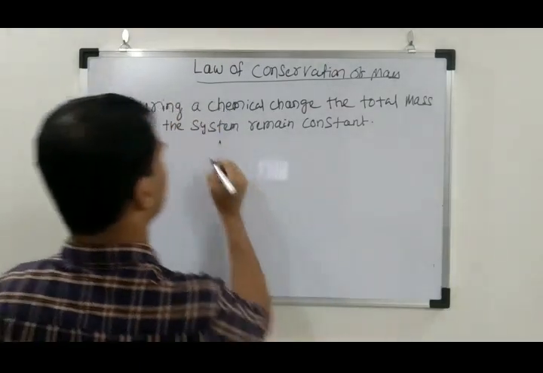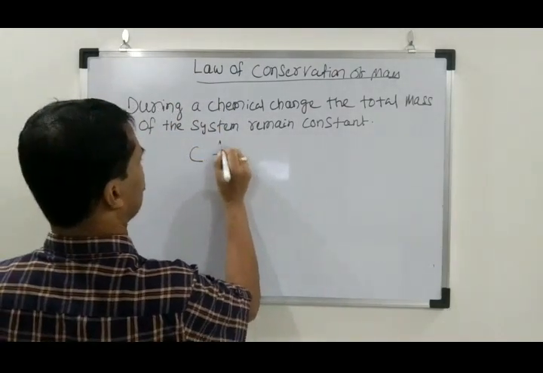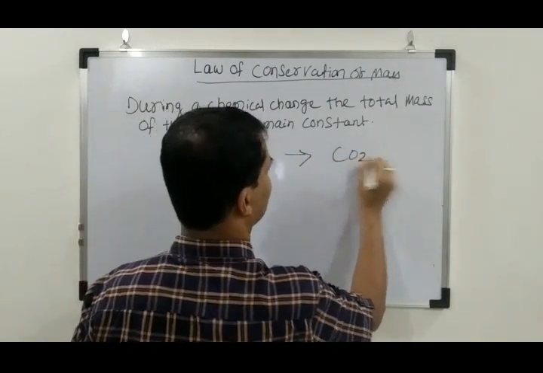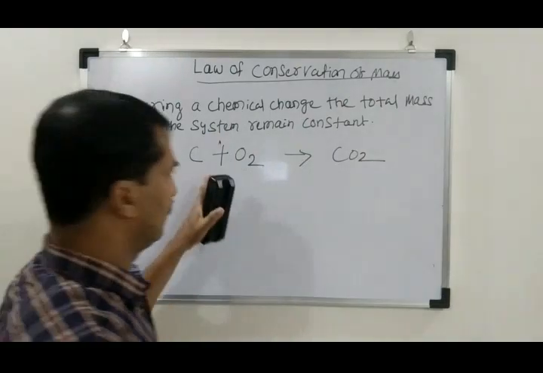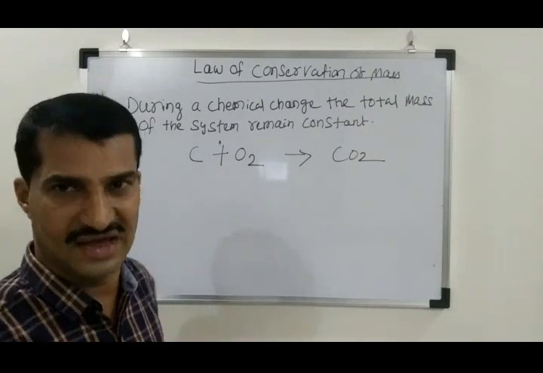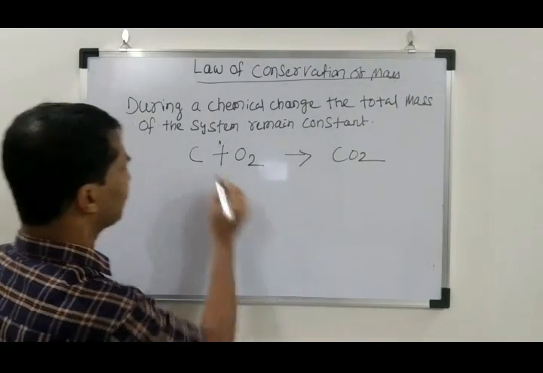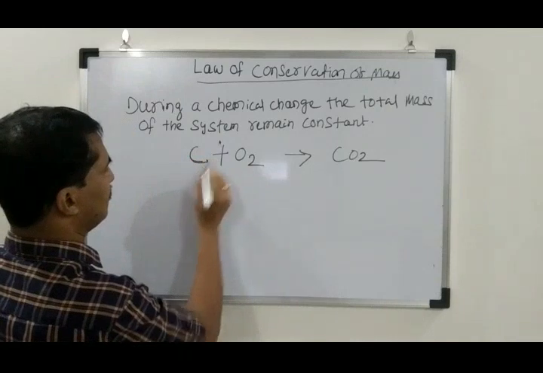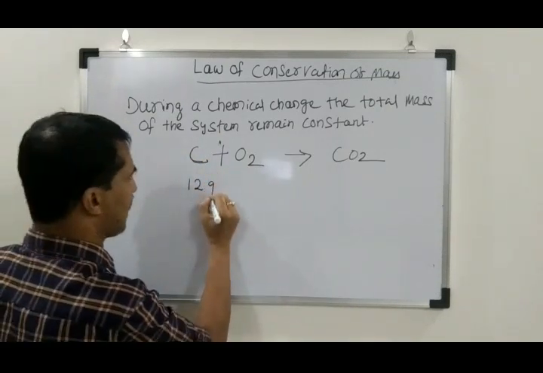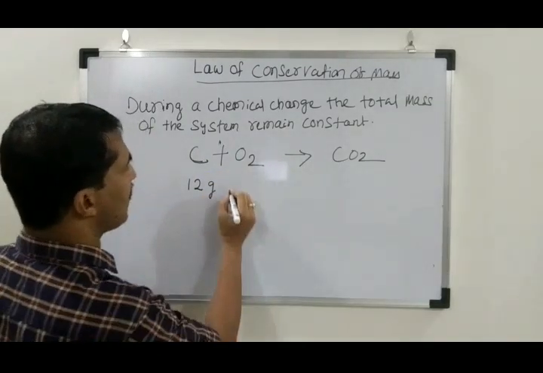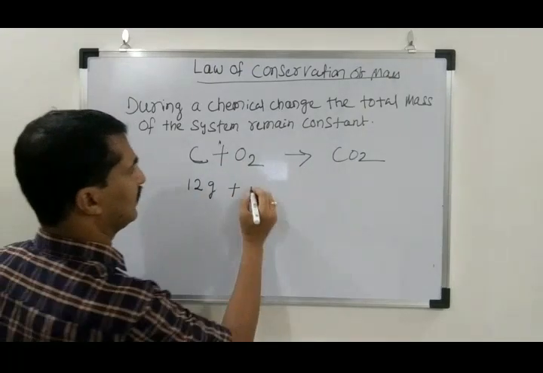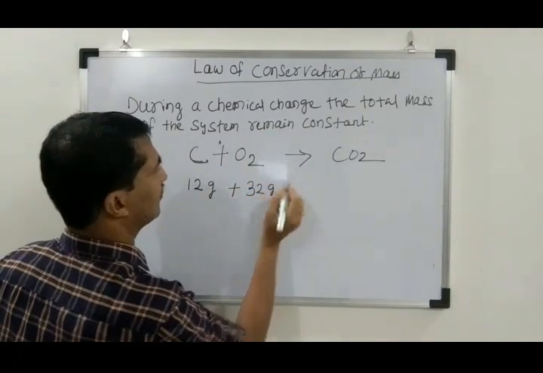Now let us say carbon is reacted with oxygen to form carbon dioxide. Here let us explain how the law of conservation of mass applies. Let's say 1 mole of carbon, the atomic mass of carbon is 12, so the gram atomic mass will be 12 gram. The atomic mass of oxygen is 16, and there are 2 atoms of oxygen, so it will be 32 gram atomic mass.